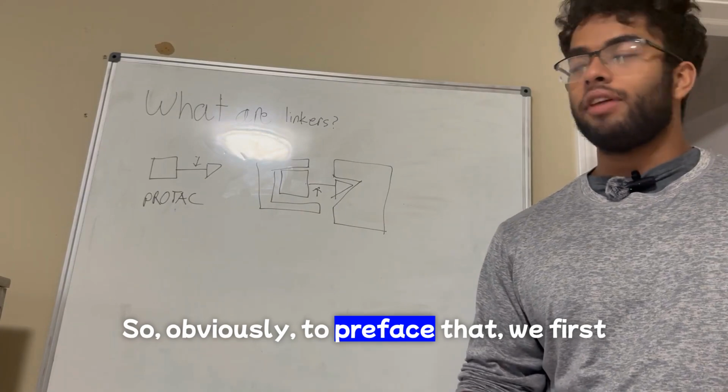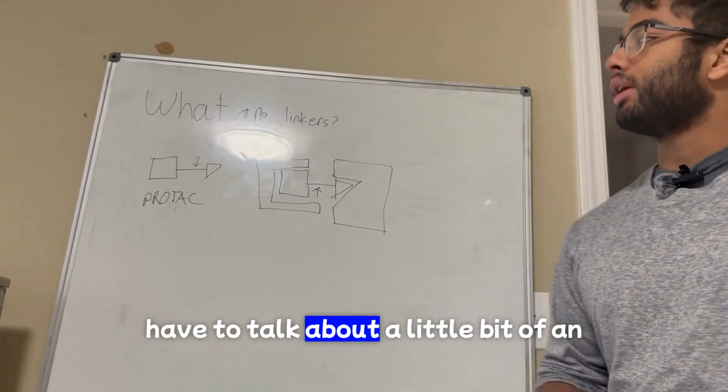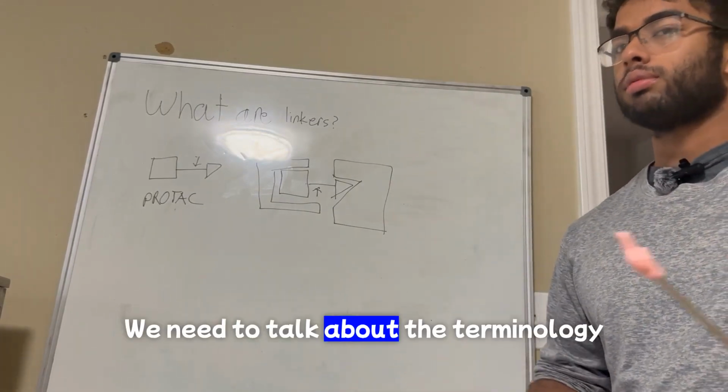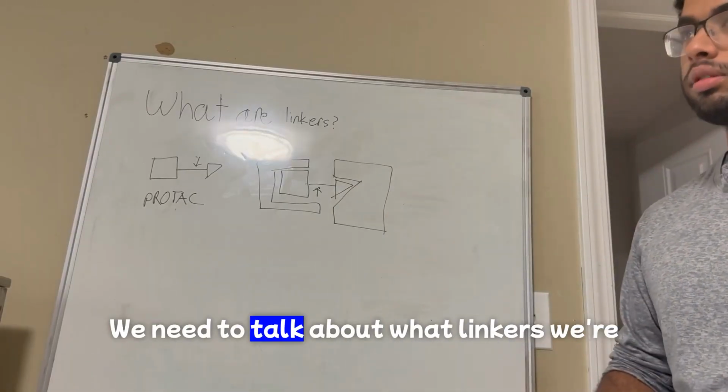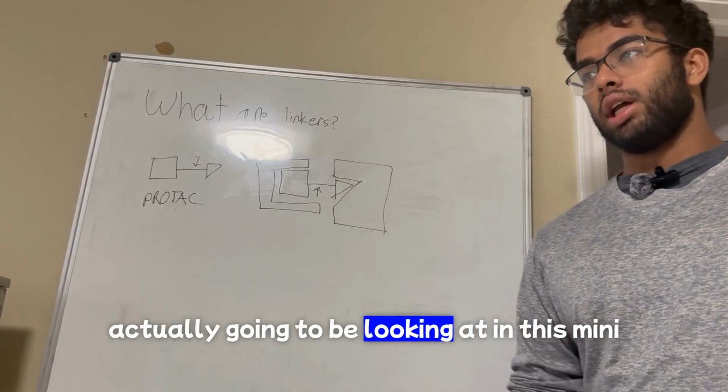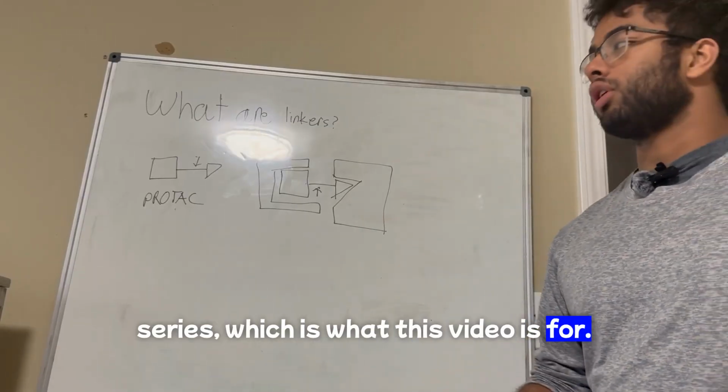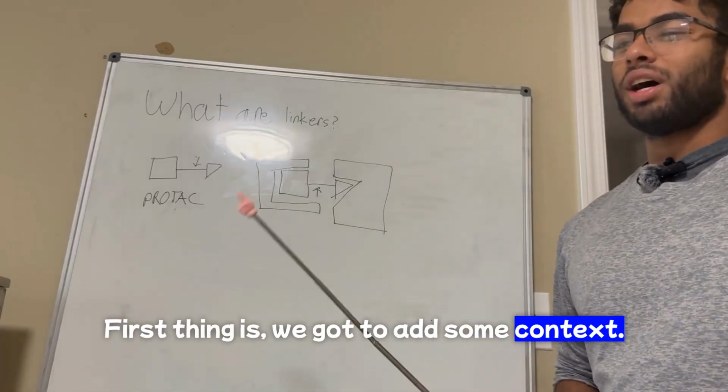So obviously, to preface that, we first have to talk about a little bit of an overview. We need to talk about the terminology we're going to use. We need to talk about the characteristics scientists are looking at. We need to talk about what linkers we're actually going to be looking at in this mini-series, which is what this video is for. First thing is, we got to add some context.